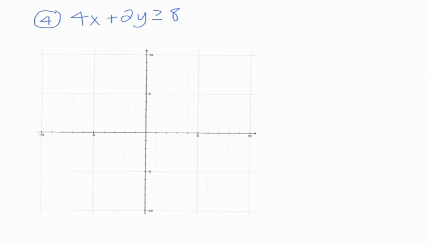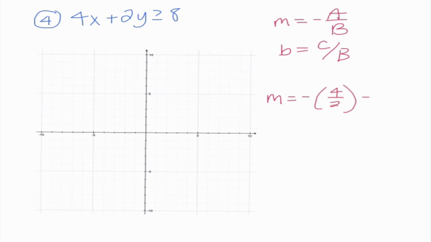Number 4, here we have to deal with an inequality that is in standard form. Just a reminder, in standard form, the way we find slope is the opposite of A over B. Our y-intercept is C over B. Or I could always change this into slope-intercept form if we wanted to. My slope here would be the opposite of 4 over 2, which would be -2. My y-intercept is C over B, so 8 over 2, which is 4.